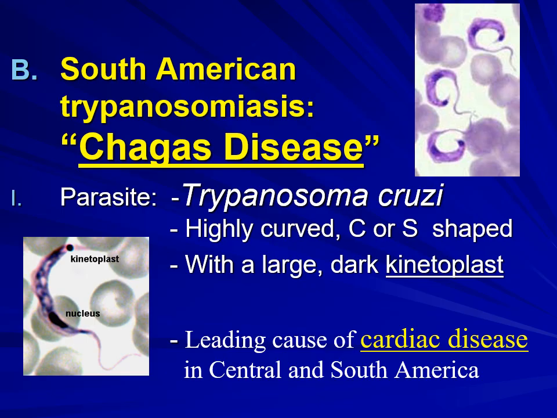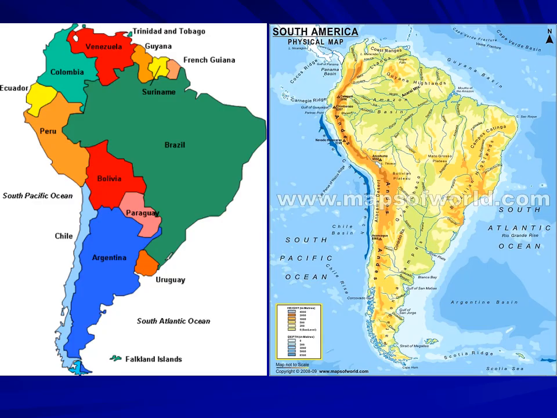Now, the illness there is the leading cause of cardiac disease in Central and South America. Wow, God, here we have got a parasite that produces cardiac disease in the heart. How does it produce cardiac disease? Let's see. This is a map of South America. It's nice to know some geography.